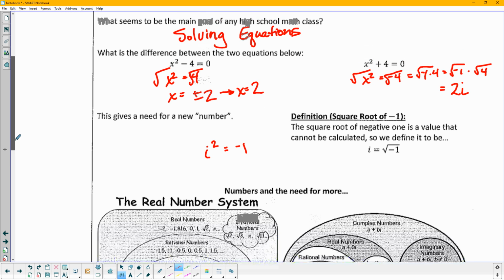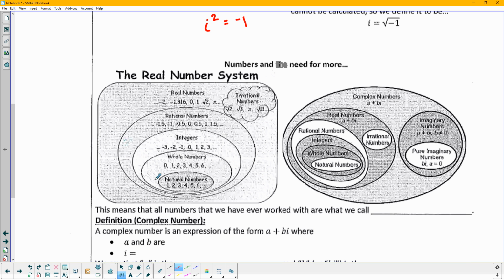So bringing that to light, in our normal number system, our real number system, we don't see that anywhere. We don't see any ideas of i's or what we call complex numbers. And I do apologize that this is hard to read. I'm hoping that it's better on your paper versions, but it still might not be. And I apologize for that. But let's see what we've got here. So if you're not familiar with the real number system, we've got naturals, wholes, integers, rationals, and real numbers.